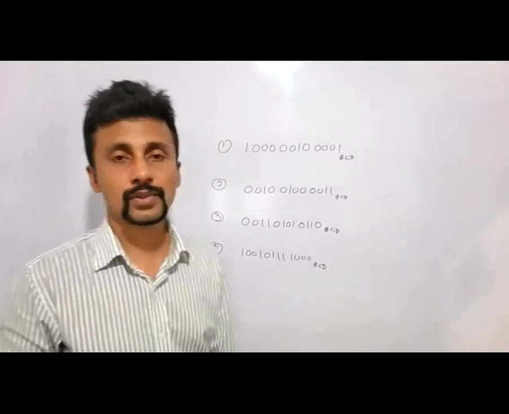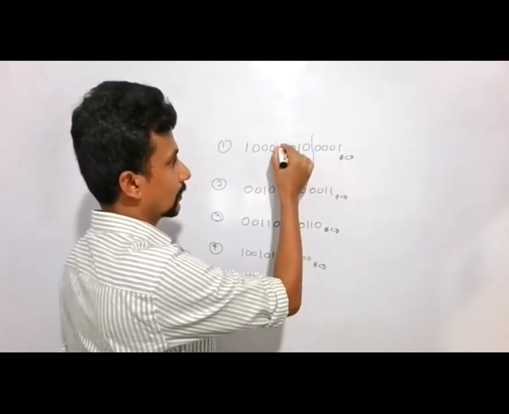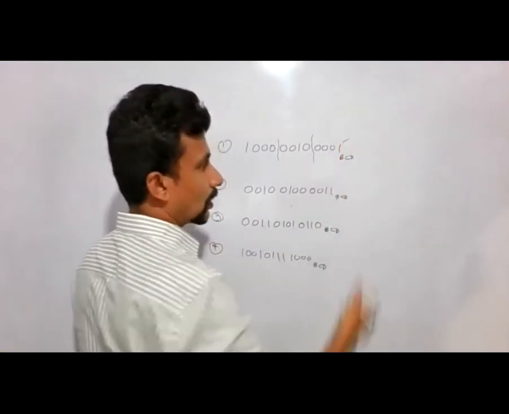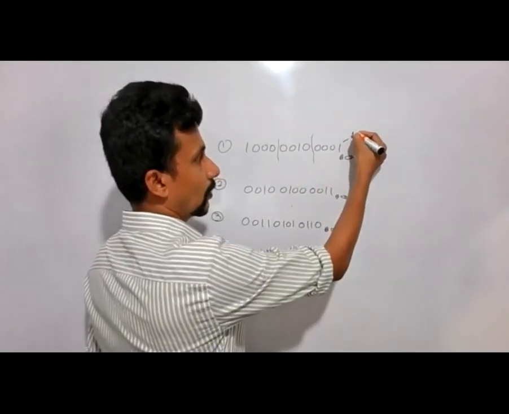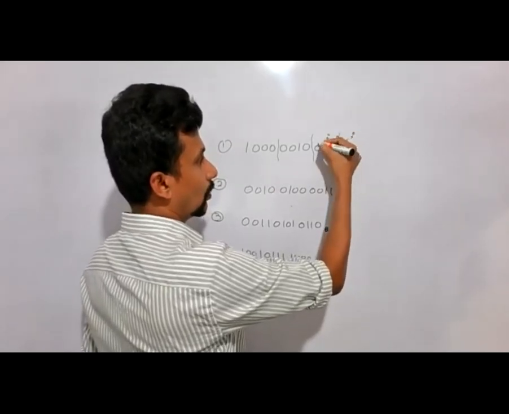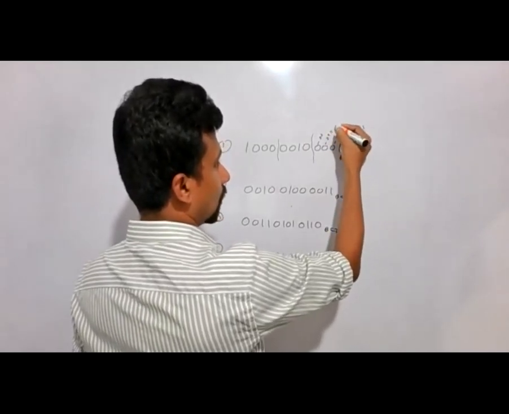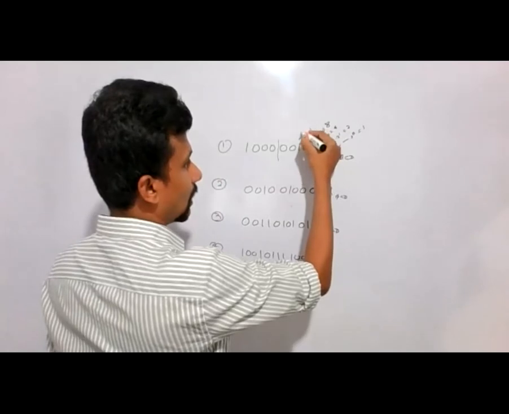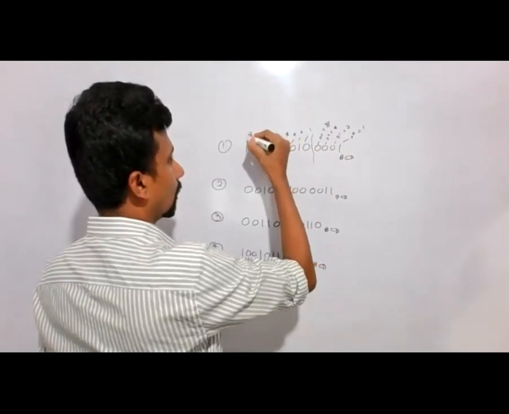Okay, I am showing the first one. From the right hand side, you separate each 4 digits. Then we know how to convert it to decimal. Binary and decimal conversion we have discussed. In that method, 2 to the power 0, 2 to the power 1, 2 to the power 2, 2 to the power 3. 2 to the power 0 is 1, 2 to the power 1 is 2, 2 to the power 2 is 4, 2 to the power 3 is 8. Now values 1, 2, 4, 8.